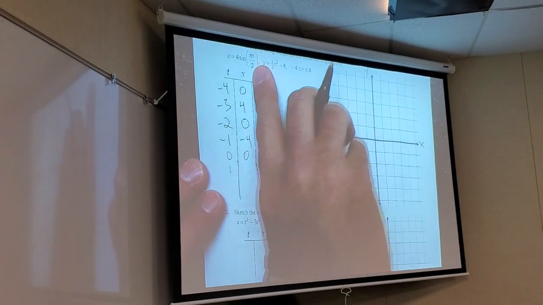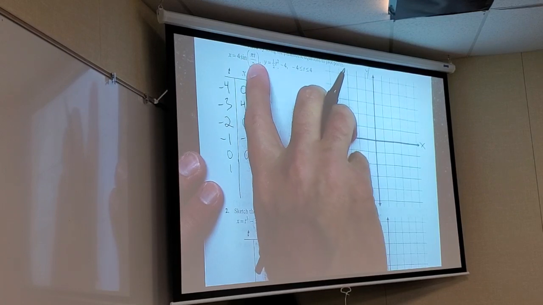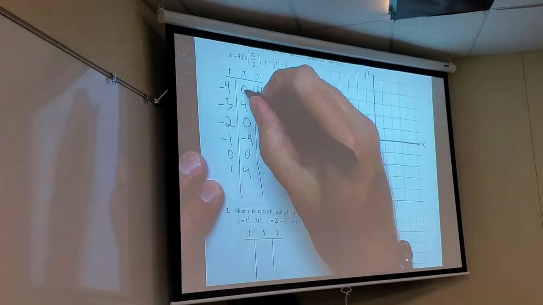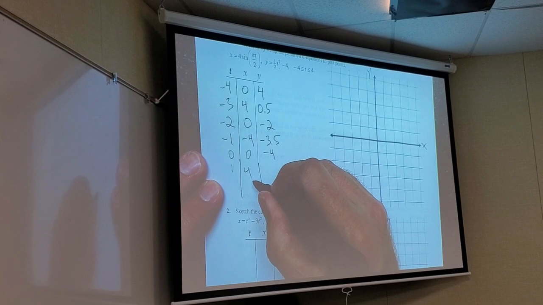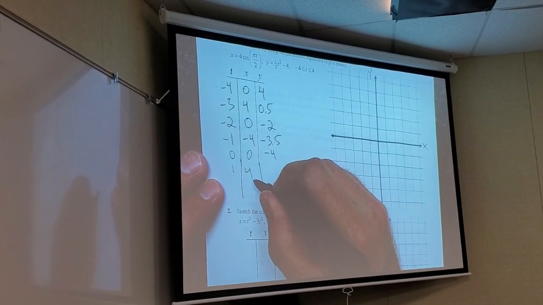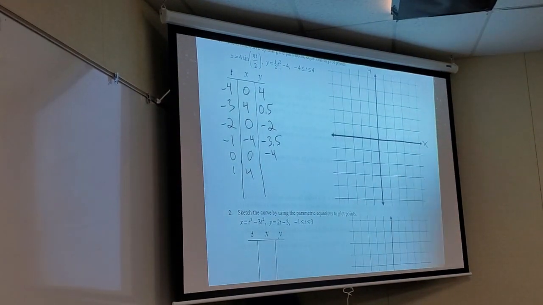Oh, this is exciting. Let's see if we can bust through this. 1 is pi over 2. Sine of pi over 2 is 1 times 4 is 4. By the way, you see the pattern here? I don't have to do any work anymore for that, do I? I see the pattern. Screw the work.